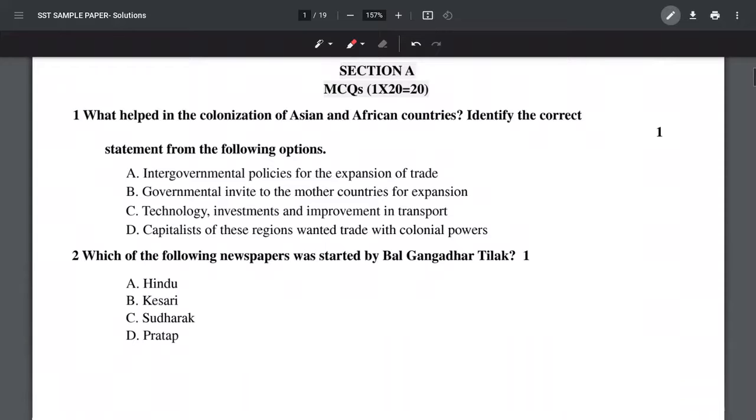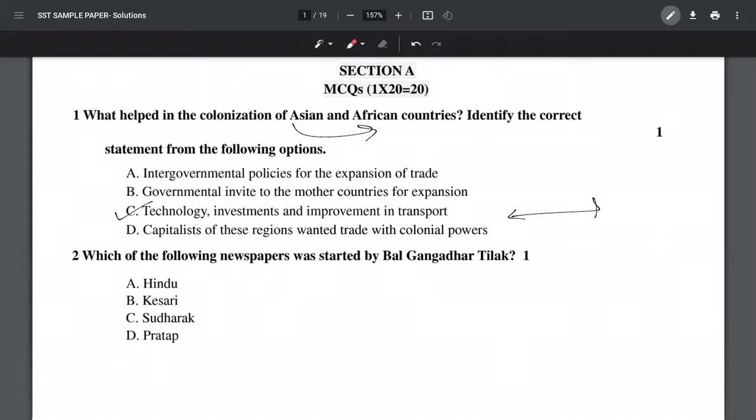For expansion of trading, it's not necessary. Neither for the government and for mother countries for more expansion. So the suitable answer is option C, that is technology, investments and improvement in transportation. From Asia to Africa, taking the simple route, increased transportation, more and more technology and investment in businesses would be the best thing for the colonization, isn't it?